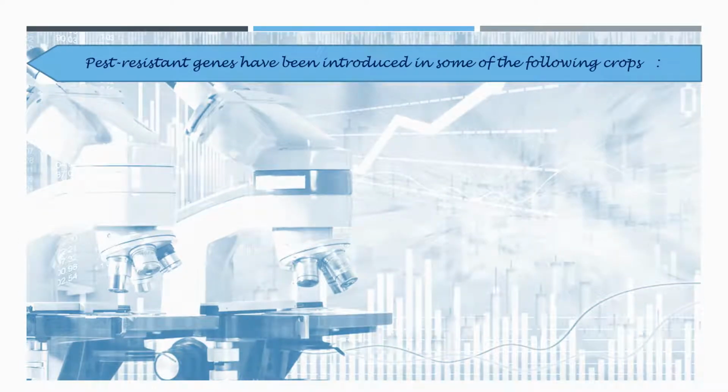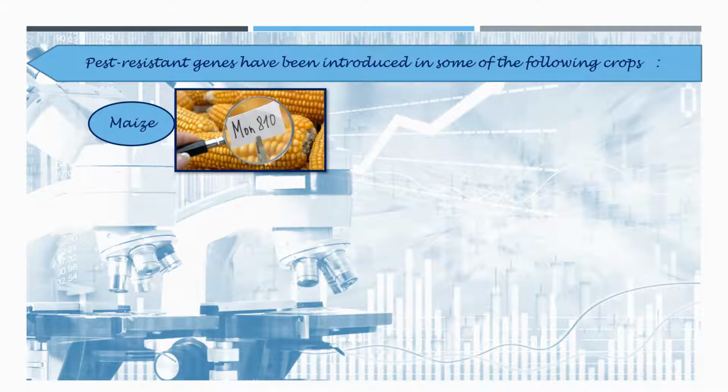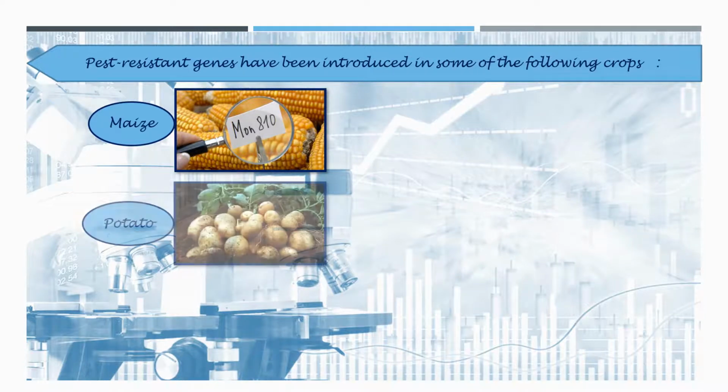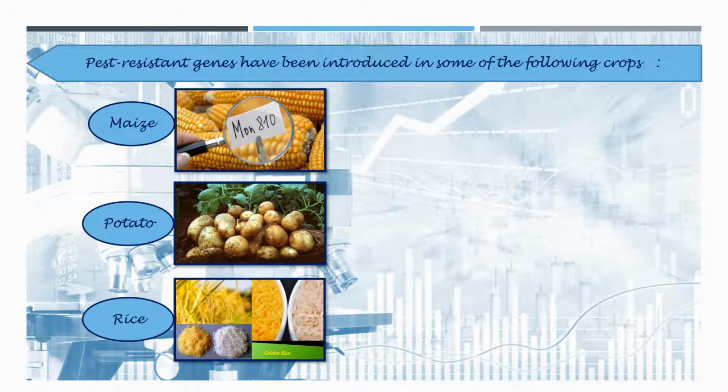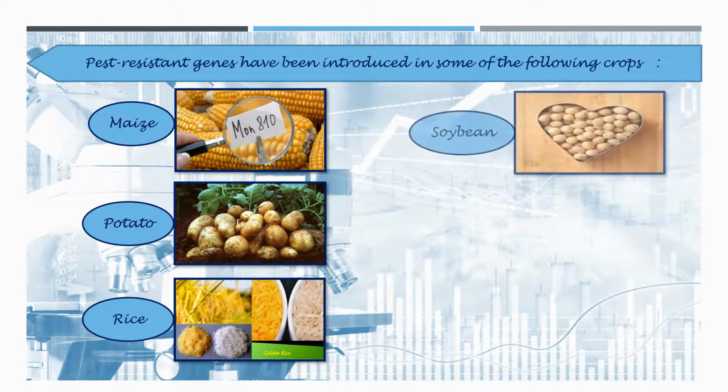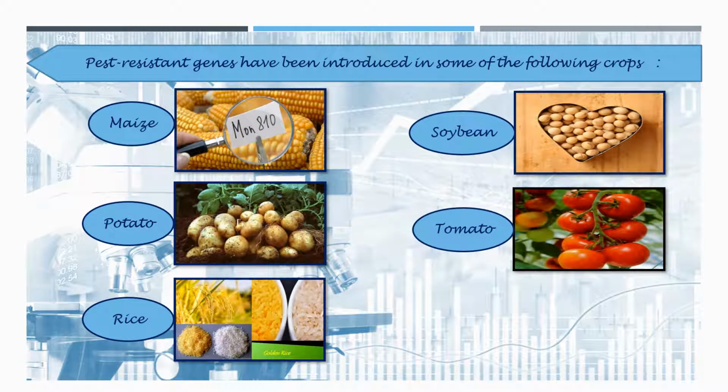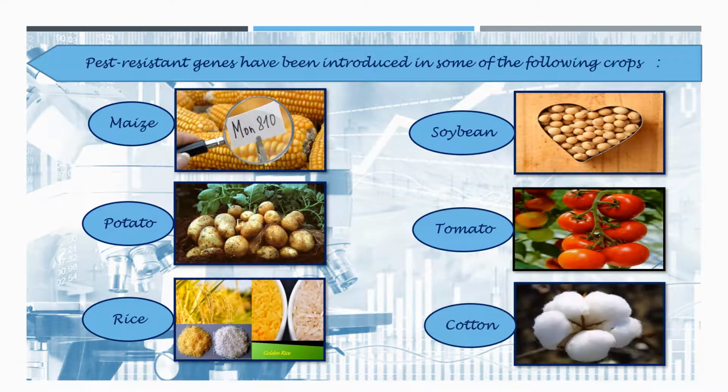Now, pest-resistant genes have been introduced in some of the following crops, such as maize, it is MON 810 and MON 863. And in potato, it's Amflora. Rice, golden rice. Then in soybean, it's Vestive Gold. Then tomato, it's Vaishali. And cotton as BT cotton.